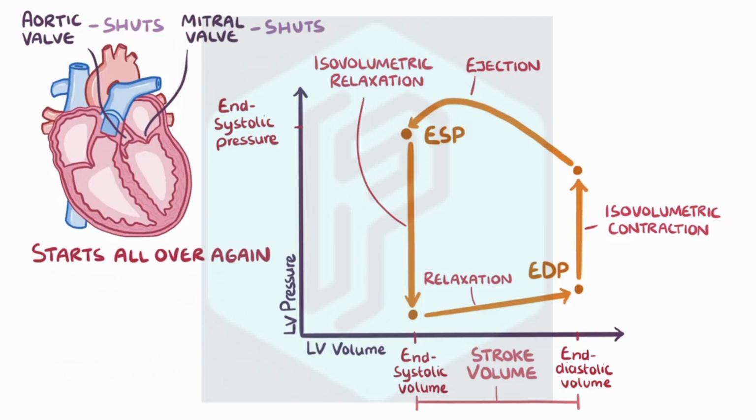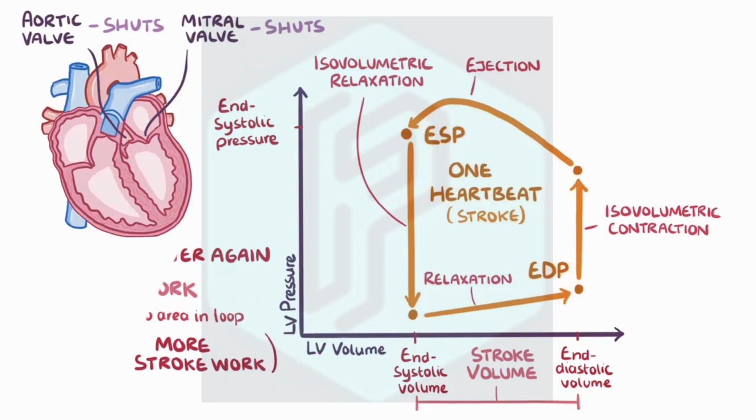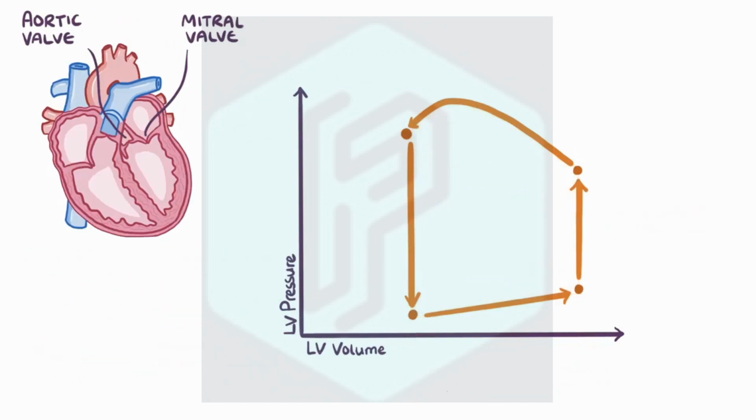All of this stuff happens during just one heartbeat. And with every heartbeat, or stroke, the heart is doing work, and that is called stroke work. And it's proportional to the area inside the loop. So in other words, the bigger the loop and the more area inside of it, the more stroke work is being done. Sometimes this is shown to look like a box, which is basically just drawn over the top of the pressure volume loop, and it looks like this.